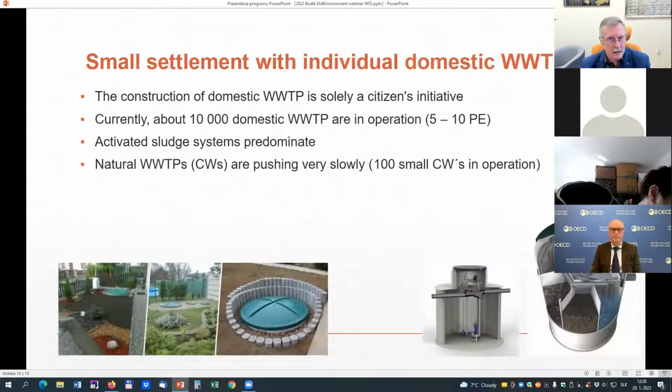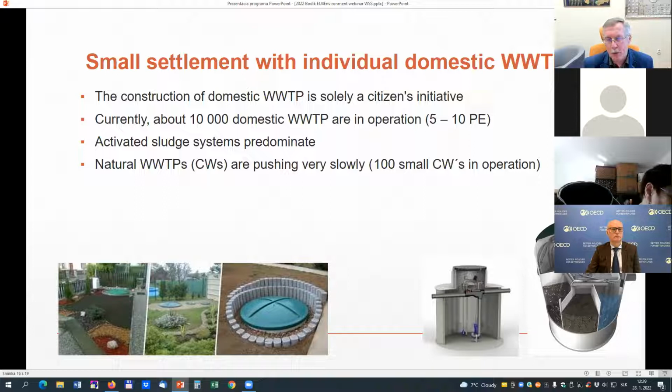Yes, the third possibility is to have individual domestic treatment plants in the settlement, so-called domestic ones. That is for less than 50 population equivalents. The construction or project of domestic treatment plants is solely a citizens' initiative. Currently, we have approximately 10,000 domestic wastewater treatment plants in operation.